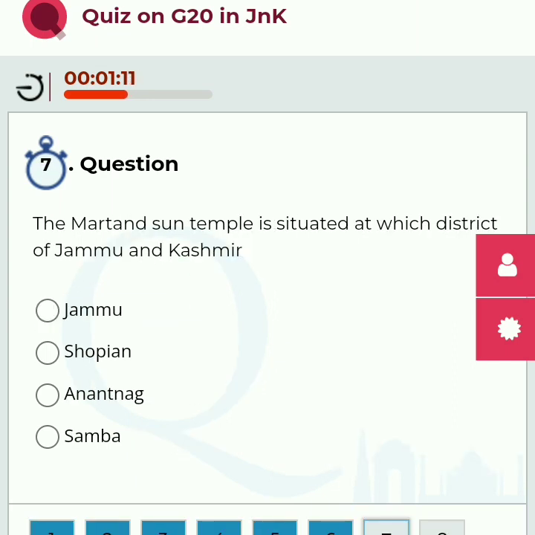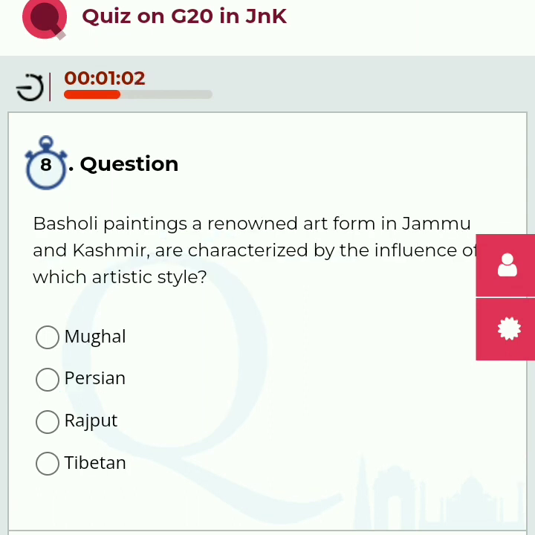The Martand Sun Temple is situated at which district of Jammu and Kashmir? Basholi paintings, a renowned art form in Jammu and Kashmir, are characterized by influence of which artistic style? Mughal, Persian, Rajput, Tibetan.